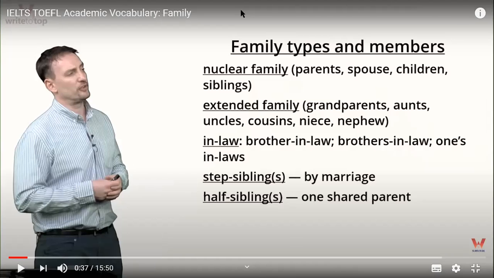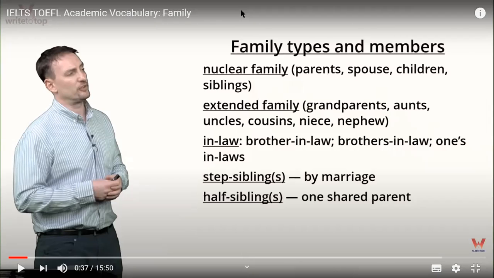And the next one is step sibling. What does step sibling mean? What do you think? Step sibling is by marriage. Have you got an idea? Step sibling.